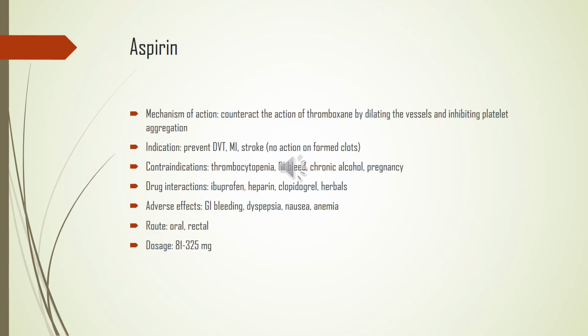You also need to stress with them the GI bleed, dyspnea, nausea, anemia. Those are the most common ones. Say this is what you need to watch out for. If you notice any of these, please contact the provider as soon as you can. Aspirin can be given rectally or orally. The most common way is usually orally. Rectally is usually given if the person is having a fever. The usual dose, like I said, is low dose of 81 milligrams, but they will sometimes give 325 milligrams. And that's just depending upon the doctor.